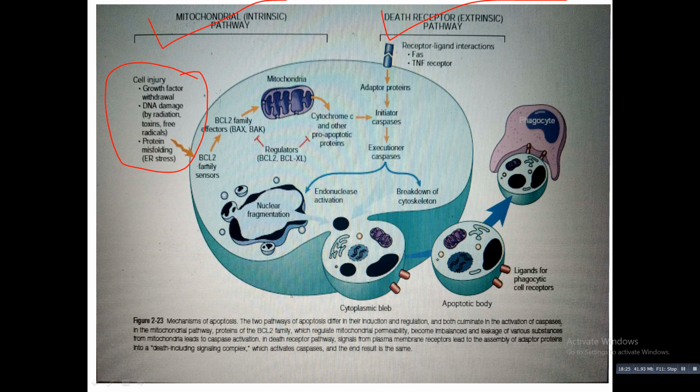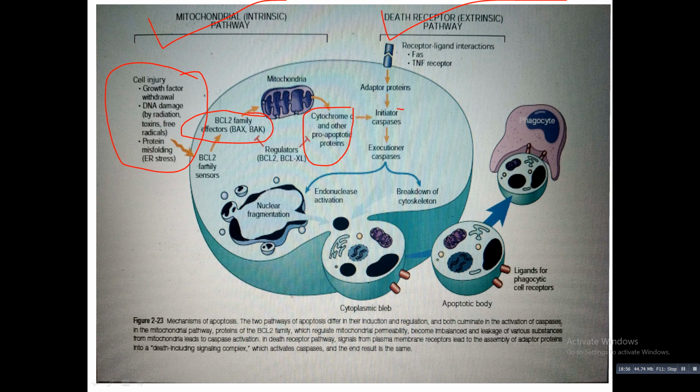Okay, and they will inhibit certain anti-apoptotic proteins, for example BCL2, BCLXL. This will ultimately lead to the release of cytochrome C and other pro-apoptotic proteins into the cytoplasm from the mitochondria. Ultimately, it will lead to initiation of caspases, executioner caspase, leading to endonuclease activation, ultimately leading to nuclear fragmentation and breaking of the cytoskeleton.